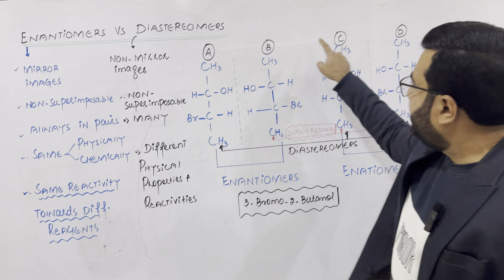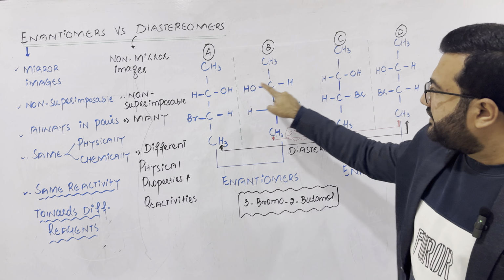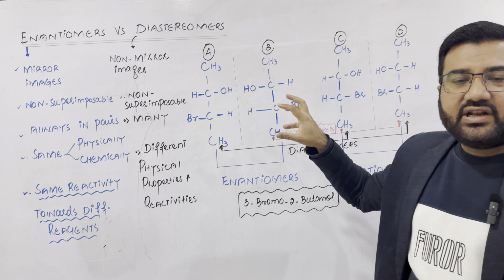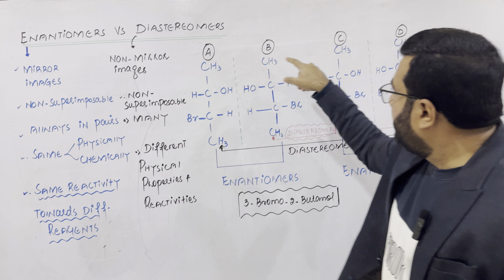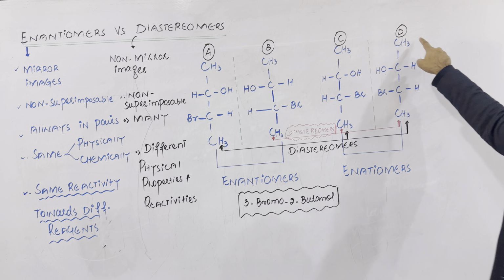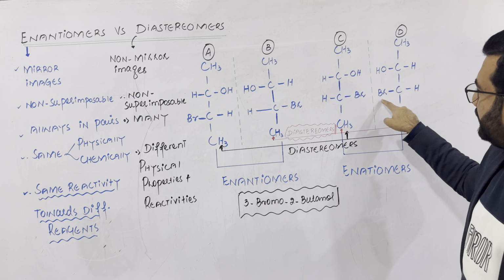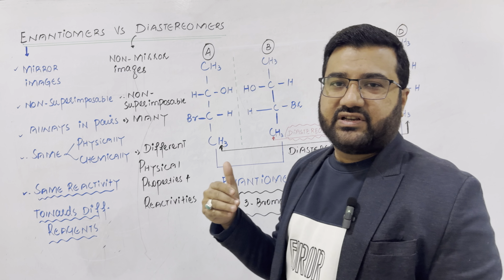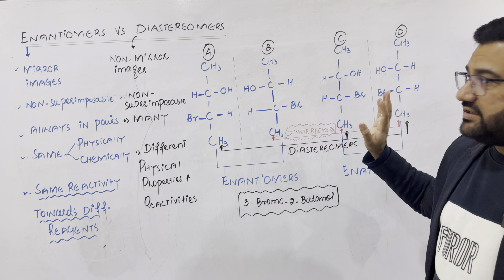Now compare A with C. A and C are not mirror images of each other. You can see OH here and H there. These are not mirror images of each other, but still they are non-superimposable. So A and C will be diastereomers of each other. In the same way, A and D are both not mirror images of each other, due to this difference of hydrogen and bromine. So A and D are diastereomers of each other. So A, C and A, D are diastereomers of each other.